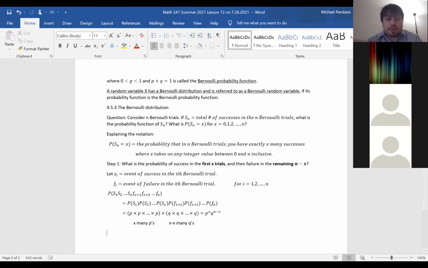Okay, step 2 is going to be count the number of ways that you can succeed little x many times in n Bernoulli trials.